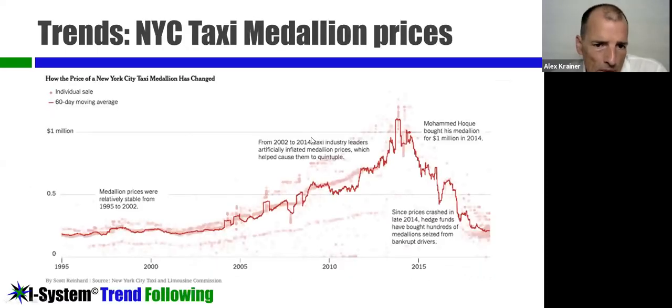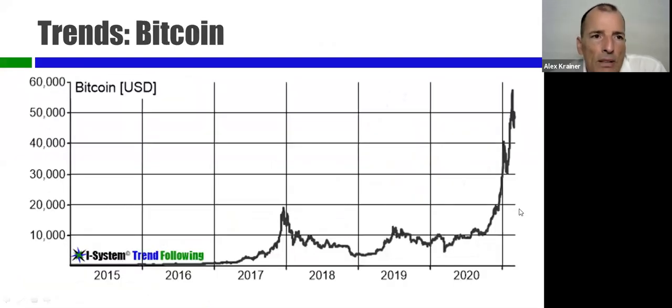New York taxi medallions. You have a 20-year chart here. The reason I showed this chart is because it shows that trends occur in all kinds of different markets, which includes art and collectibles and wines and so forth. Here you see New York taxi medallions, whose prices advanced in a trend for nearly 20 years. Then you had a large reversal just before 2015, and then a sharp downtrend, which also lasted about 5 years. The next chart is Bitcoin.